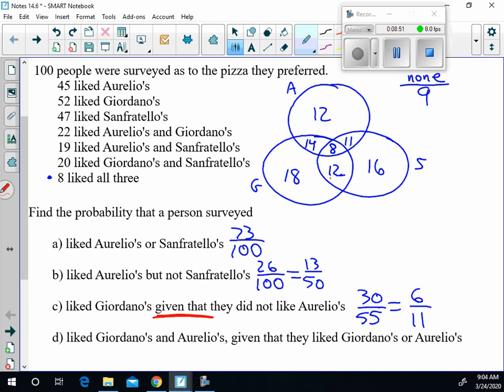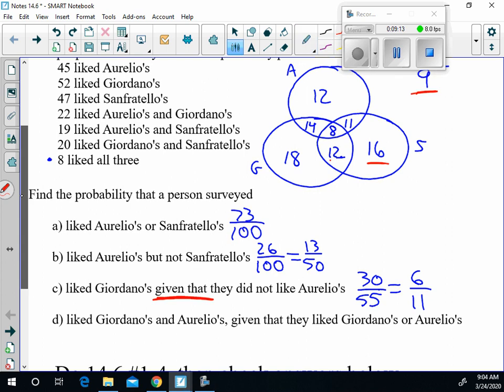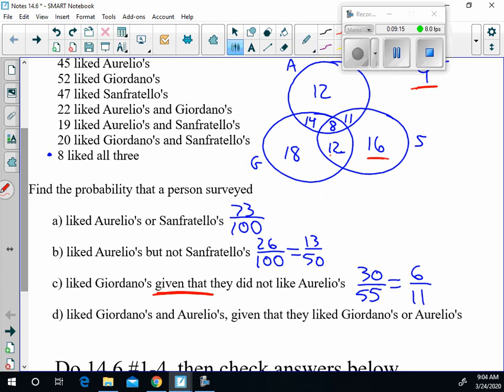Liked Giordano's and Aurelio's, given that they liked Giordano's or Aurelio's. Okay, so anybody who likes Sanfrantello's only, or those other weird people out here on the side that didn't like anything, they're out, which is changing my subgroup to become a total of 75, because I see a 9 and a 16 for a 25.